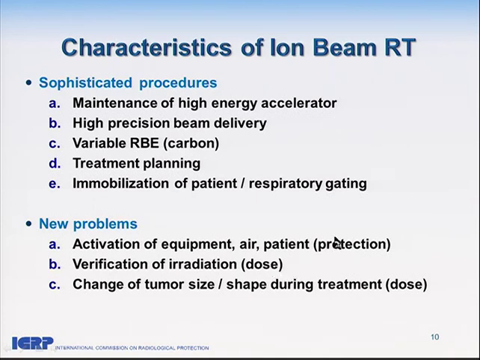So in summarizing characteristics of ion beam radiotherapy, this is a very sophisticated procedure. Therefore, we need a procedure for maintenance of the high energy accelerator. This is the beginning. Then a high precision beam delivery system is important. And we have to consider carbon ion, the variable RBE for treatment planning.